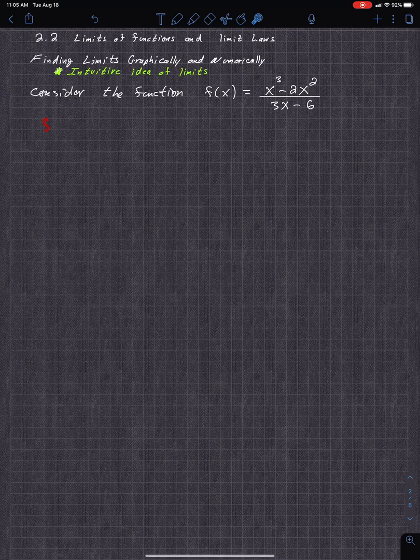So the question is, f of x gets close to what number? So the function value gets close to what number as x gets close to 2. Now, do you see why I'm asking about 2? If you put 2 in there, what happens? Yeah, you get 0 in the denominator. So that's a problem. But without manipulating and talking about that, let's just see.